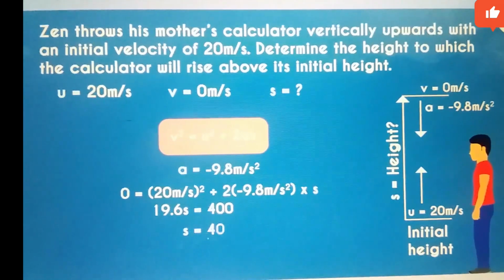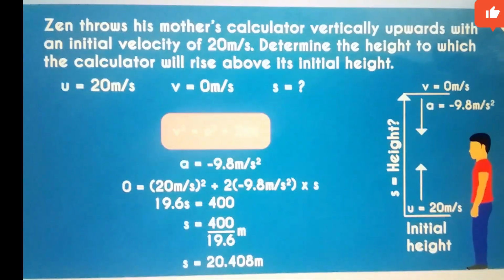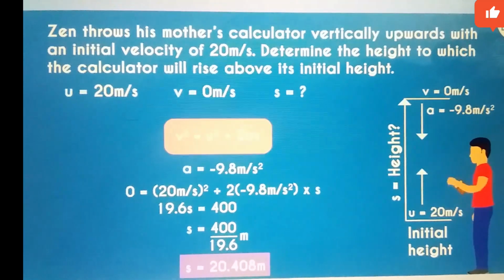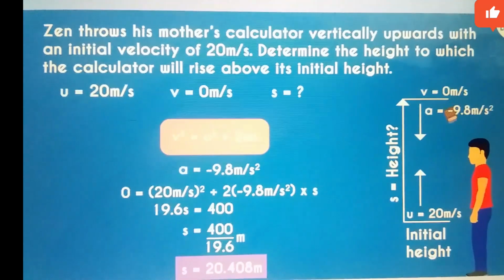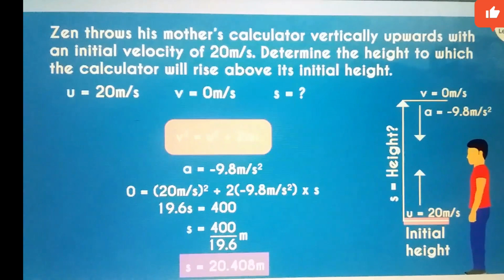Solving this further, we get the value of s as 20.408 meters. This is the height to which the calculator reached before it began its descent. And this height is from the point at which Zen threw his calculator, not from the ground.